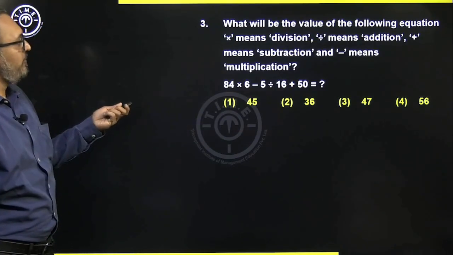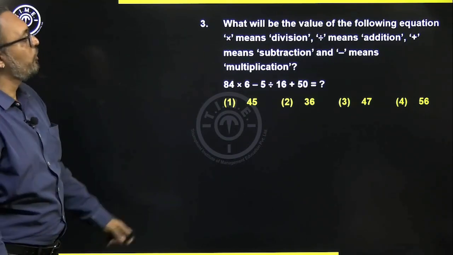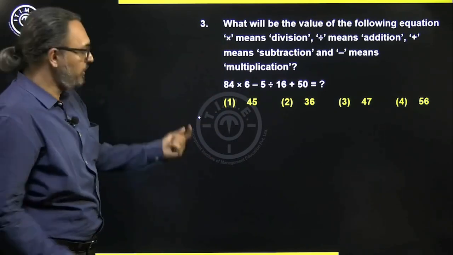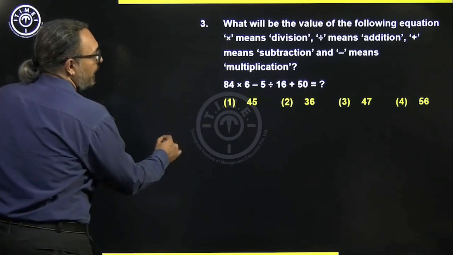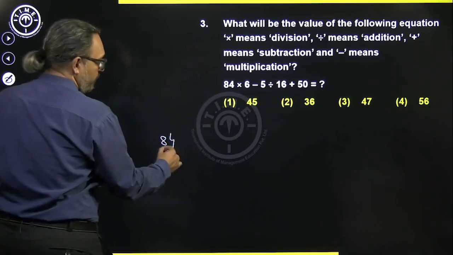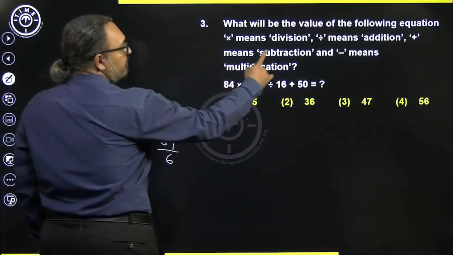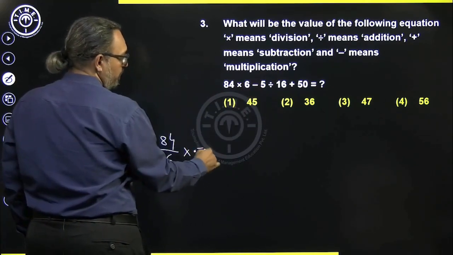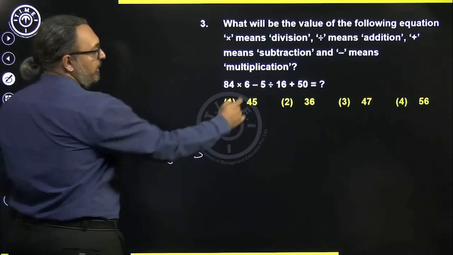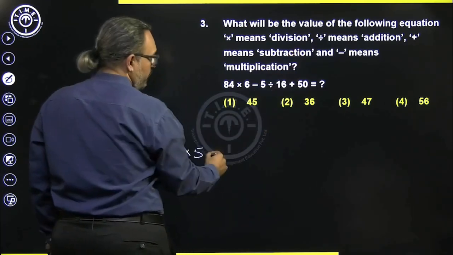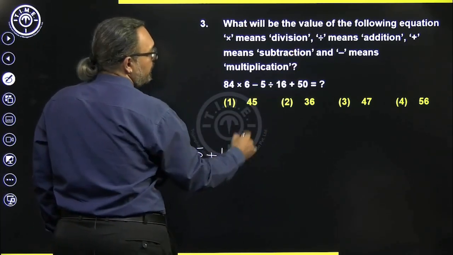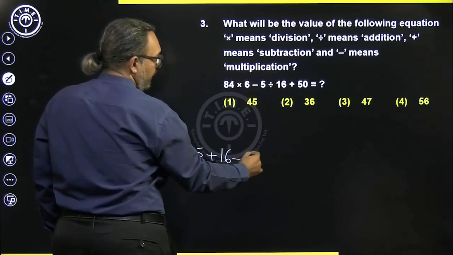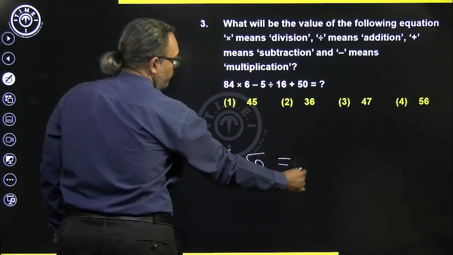Okay. The next, what will be the value of the following equation? So you have this equation, but then I have to replace them here. So when I do that, I have 84, into means division, so by 6, then minus means multiplication, into 5. Okay. Then division means addition, so plus 16, and plus means subtraction, minus 50. So what is this total value?